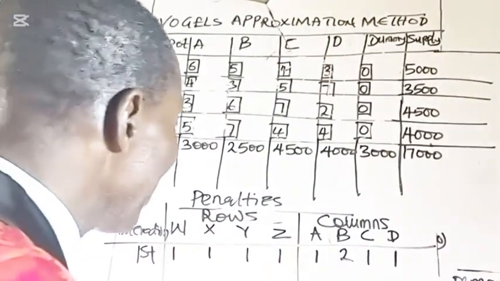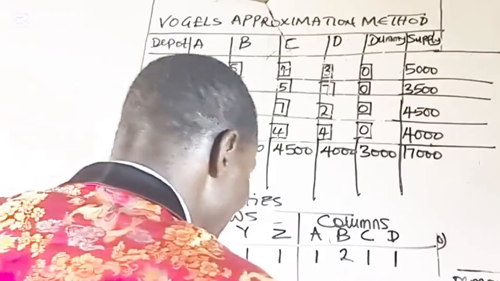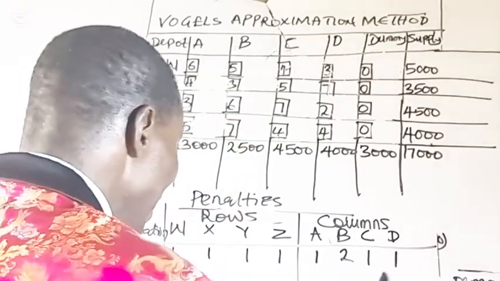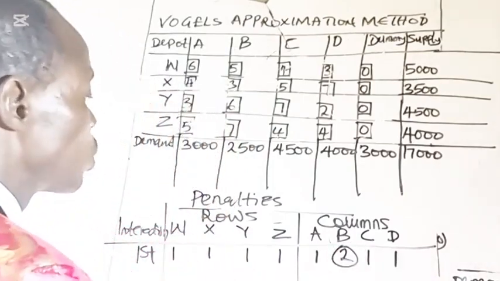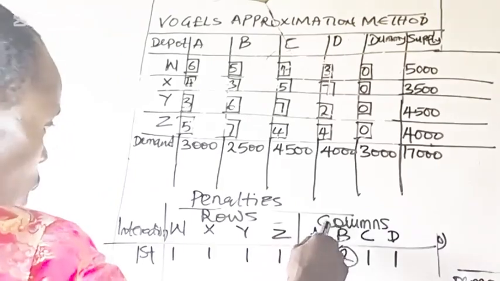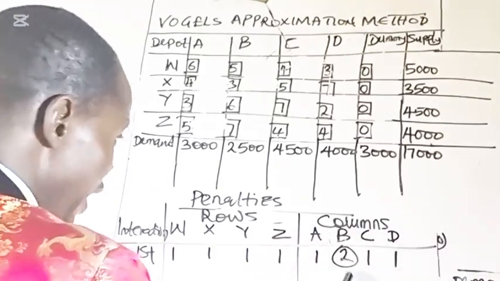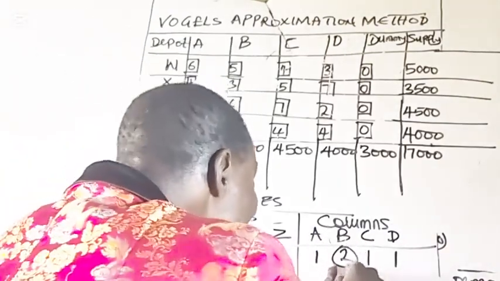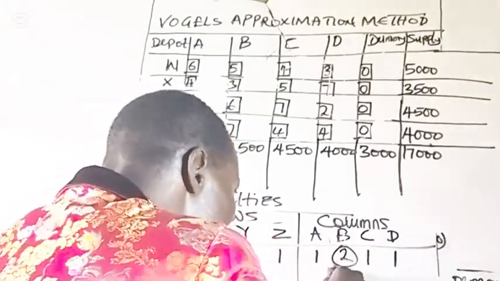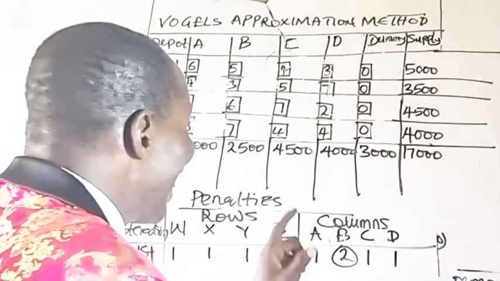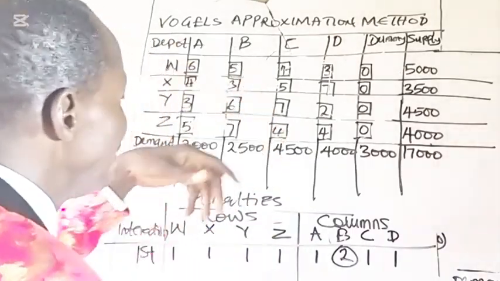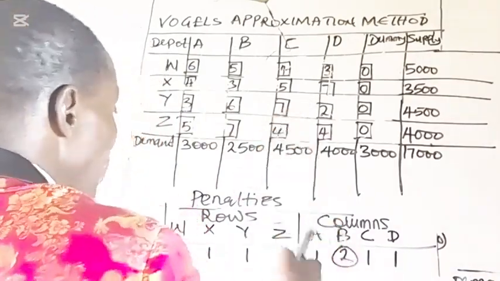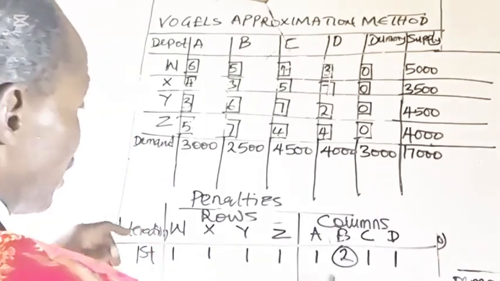Then of all these differences in least cost, the highest is 2. So which is column B? Under columns, column B. Then you now look for the least cost in column B and allocate the maximum value that column can take. You allocate it to the least cost in that column. Now that is column B.